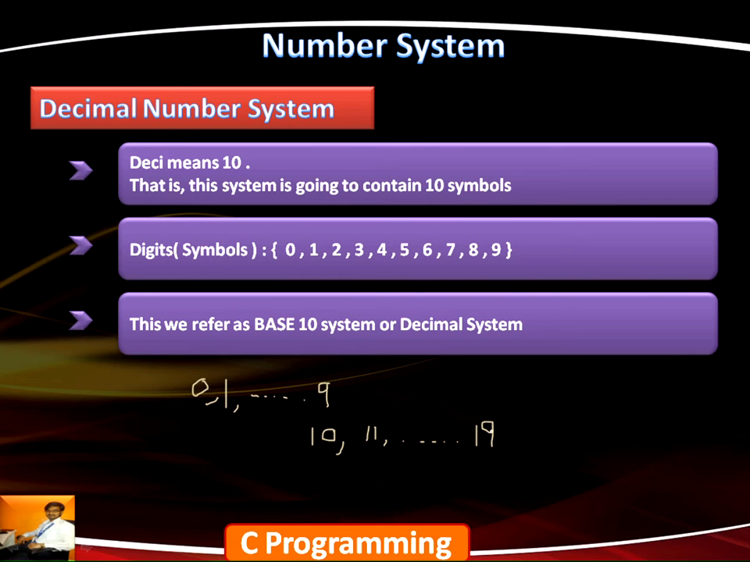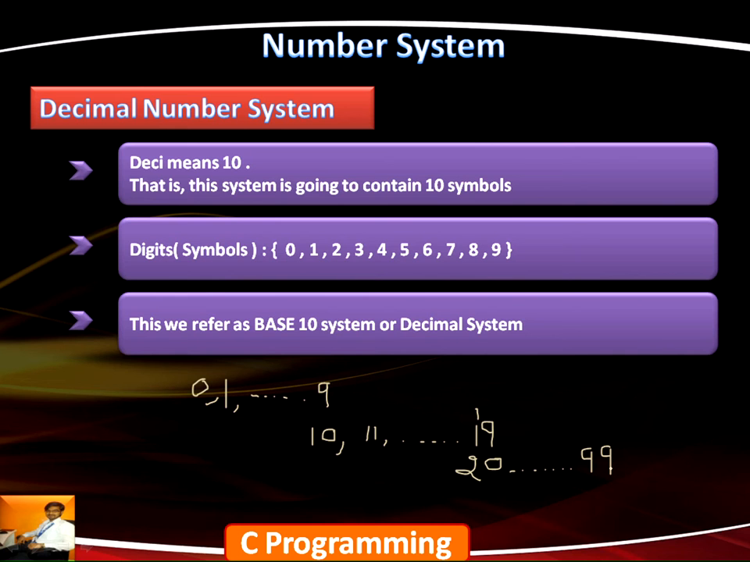Once we have to represent 19 plus 1, 9 plus 1 cannot be accommodated, so 9 resets its position to 0 and 1 is carried over. So 1 plus 1 becomes 2, giving 20. This is how we represent decimal numbers. The maximum of two digits is going to be 99.